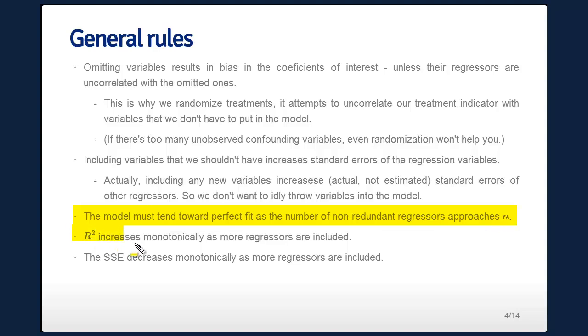R squared increases monotonically as more regressors are included, so the proportion of the variation in the y's explained by the regressors increases monotonically regardless of whether the regressors are important. And the sum of the squared errors decreases monotonically as more regressors are included.